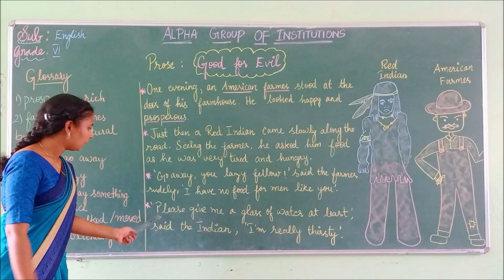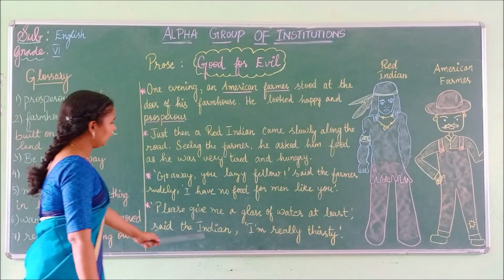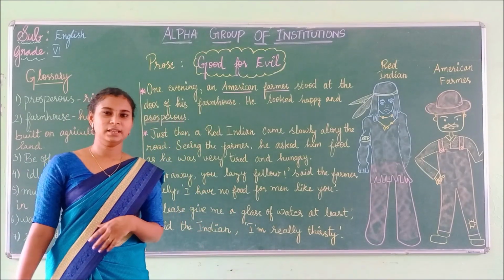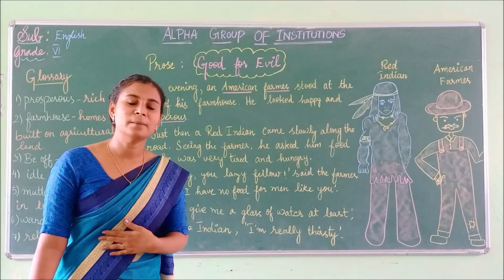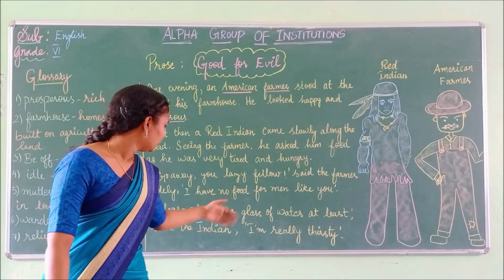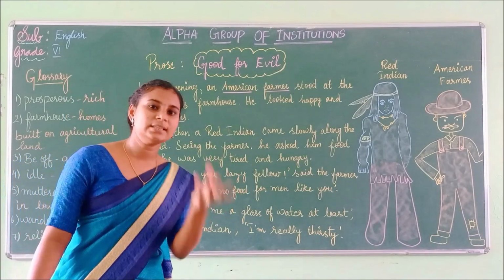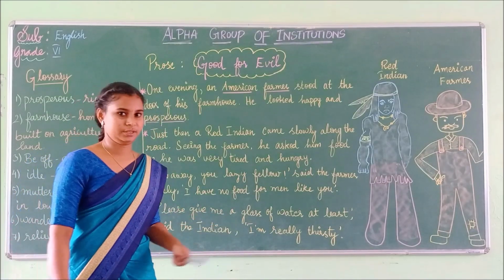So later, please give me a glass of water at least, said the Indian. I am really thirsty. So after that, what is he saying? At least please give me a glass of water because I am so thirsty. So he is requesting the American farmer to give at least a glass of water because he is so thirsty.